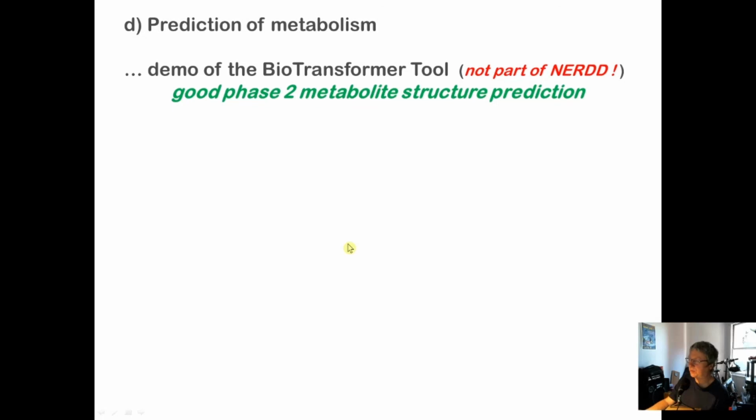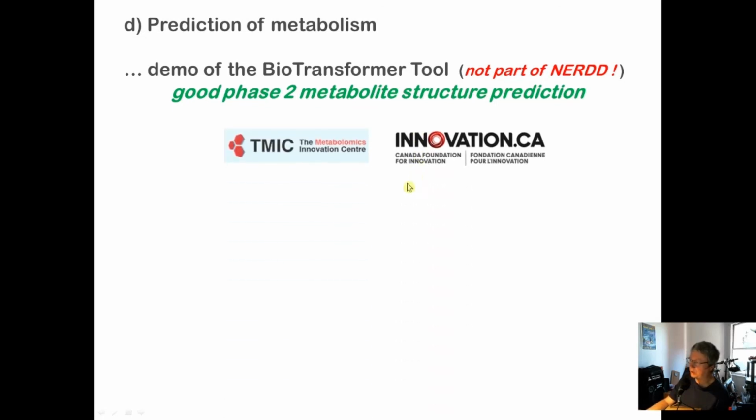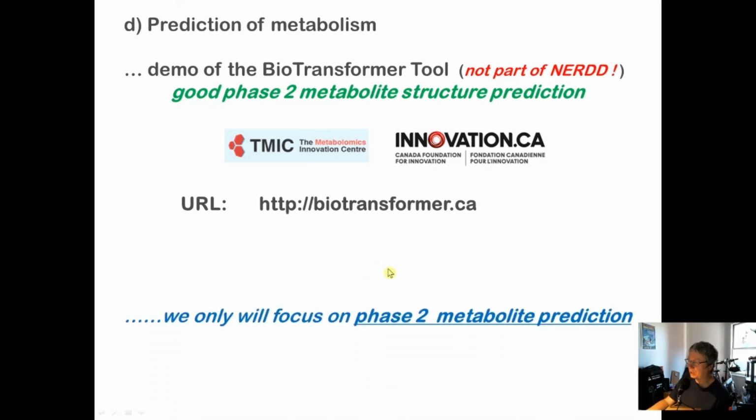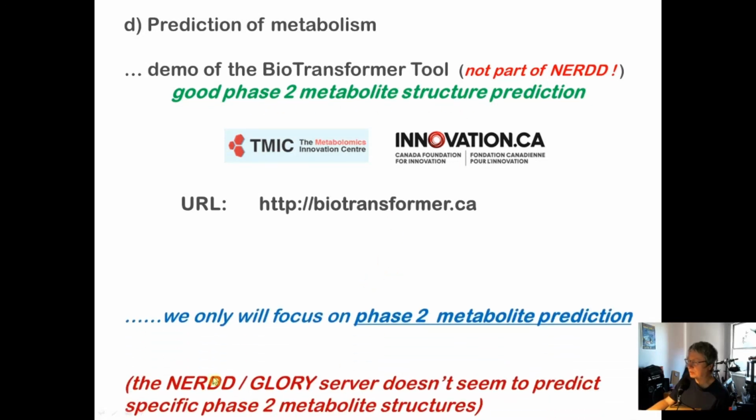Okay, so this was the BioTransformer tool. We did this once. I'll just show it one time for one of our simple molecules. This does phase 2 metabolite prediction. Let's try it once, just while we're talking about this again. And NERDD doesn't do the phase 2 metabolite prediction, but it does phase 1. It seems to do that pretty well.